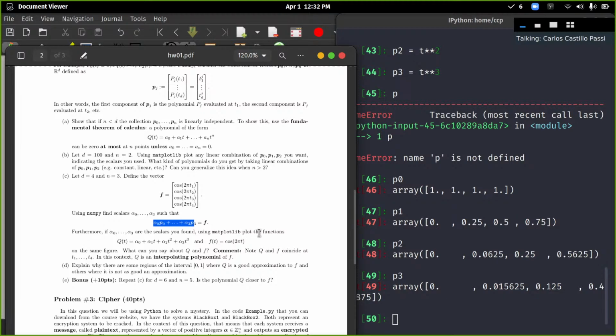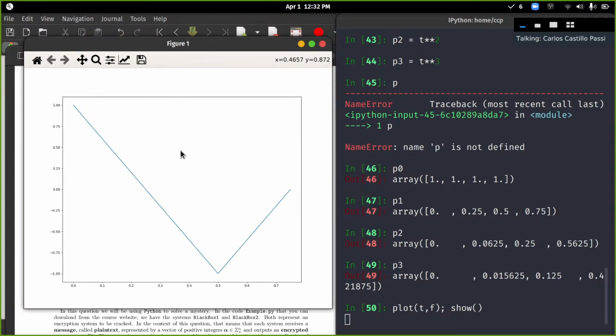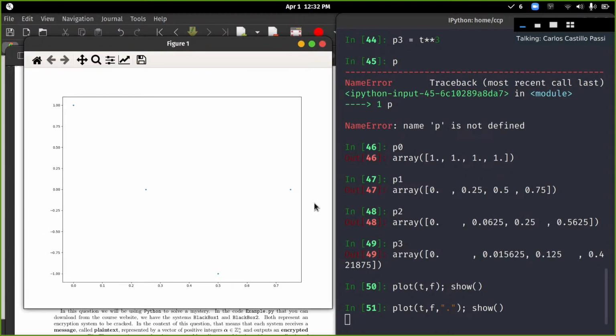Using matplotlib, plot the functions, this and this. So basically what is the linear combination we have already done, but with an additional term, and f. If you do t comma f, you can see that this is basically the function f. To see the individual samples, you can also do this. And you now see the dots.